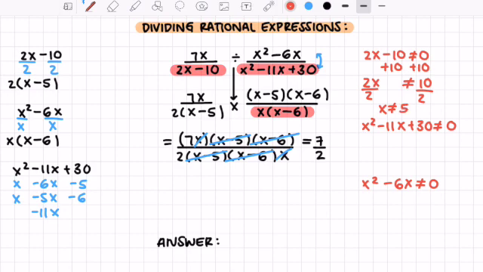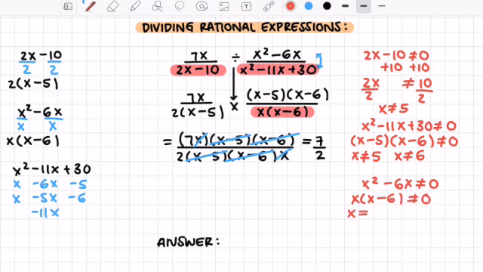Also, for the other one, x squared minus 11x plus 30, we factored it out as x minus 5 and x minus 6, not equaling 0. So x cannot equal 5 and x cannot equal 6. The other one that we have is x times x minus 6. So x cannot equal 0 and x minus 6 cannot equal 0, which would be x cannot equal 6.